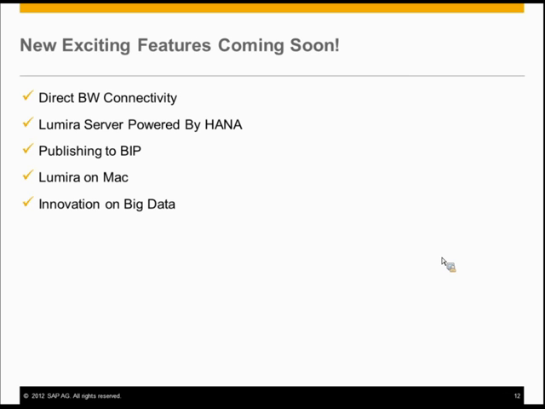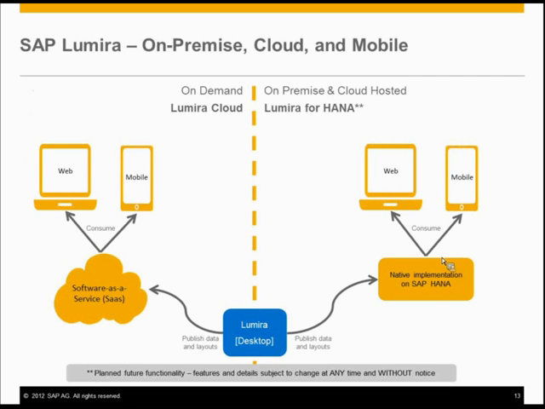So that's what we are planning to do in the near future. Now, just to recap again, is Lumira, what we have seen today, that Lumira desktop, where analysts create the visualizations, find answers, and then publish that into Lumira Cloud, which then can be consumed via web or mobile. Similarly, that would soon be possible on the on-premise deployment when we would release the Lumira server, which you can see on the right-hand side of the quadrant, where Lumira desktop can be connected to Lumira server, which is deployed on HANA platform.